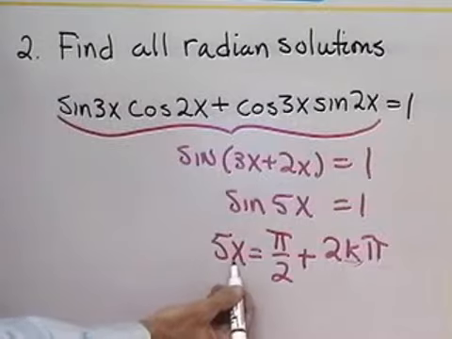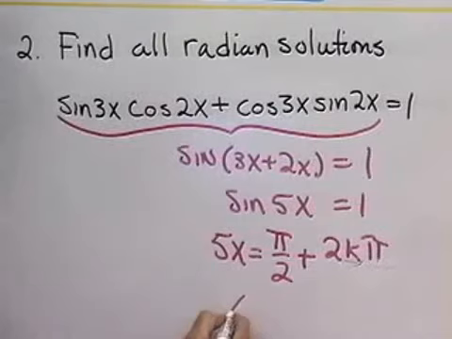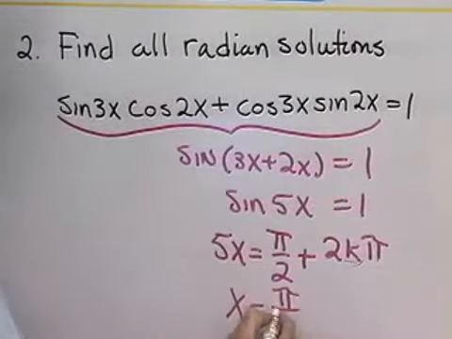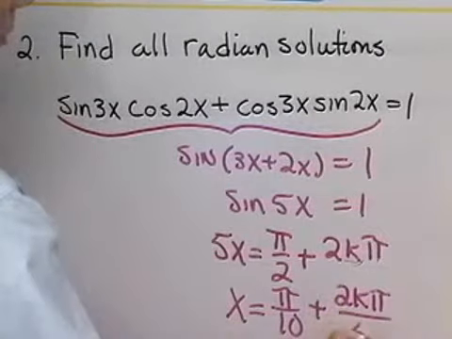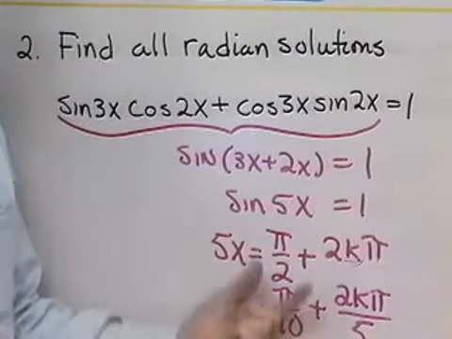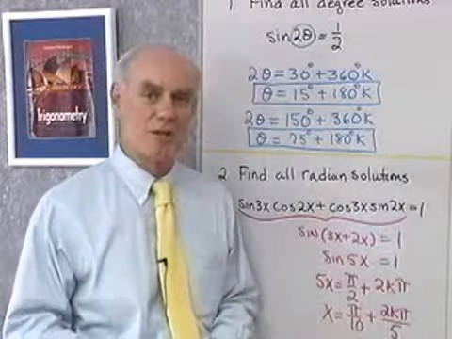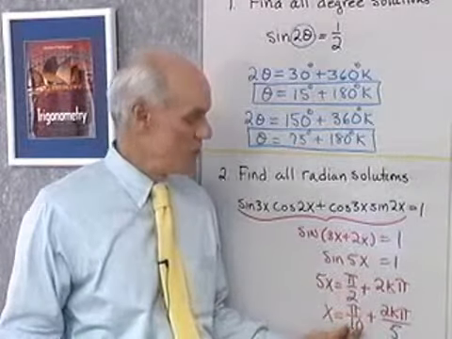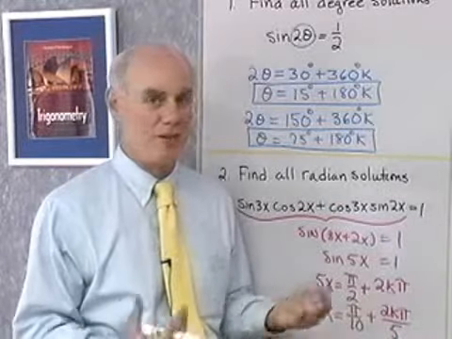Now I don't want 5x, I want x, so I need to divide both sides of this equation by 5. So x is equal to pi over 2 divided by 5, which is pi over 10, plus 2k pi over 5. Now, for any integer value of k that I put in here, I'll end up with a solution to this original equation. So finding all solutions actually turns out to be a little easier than just finding solutions between 0 and 360. You find your solutions through one period, and then you add on integer multiples of the period, and you have all solutions.